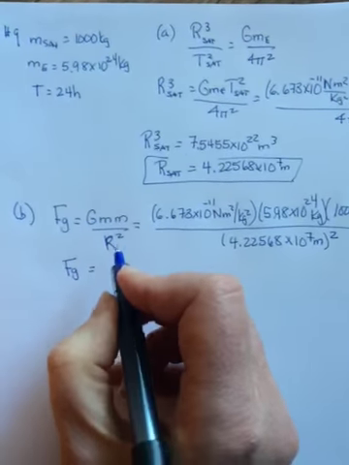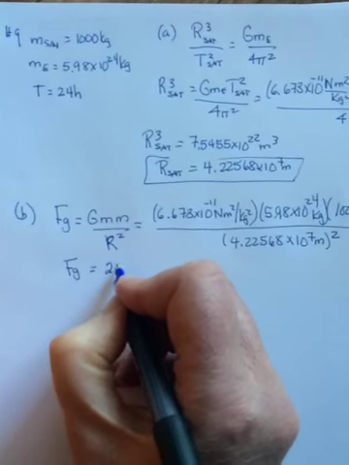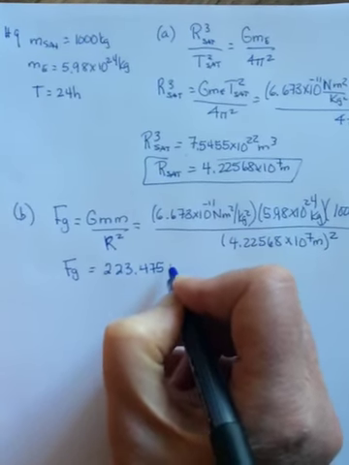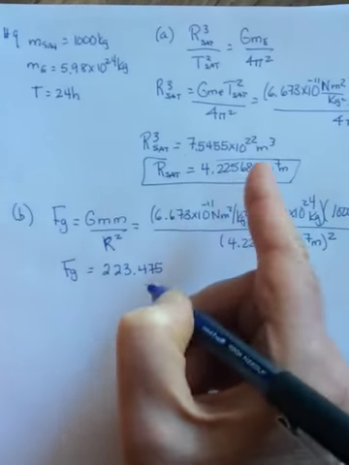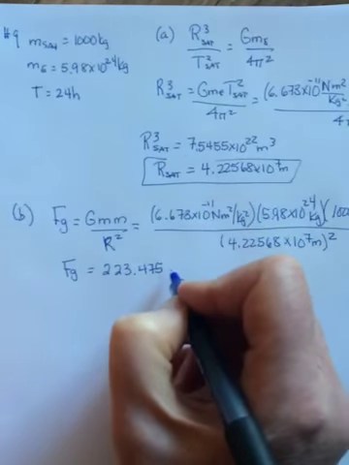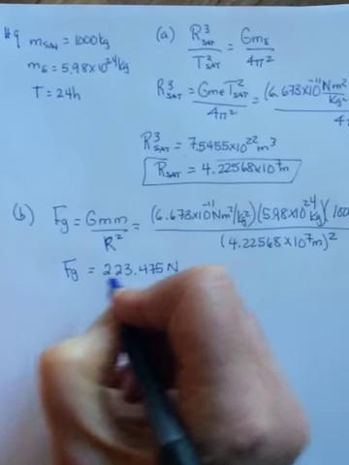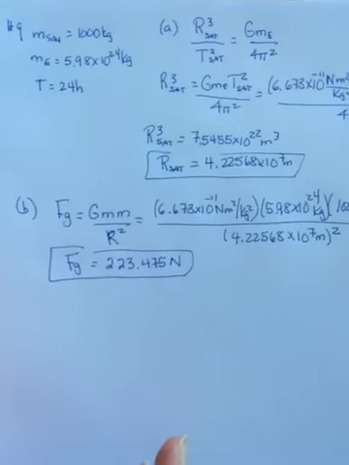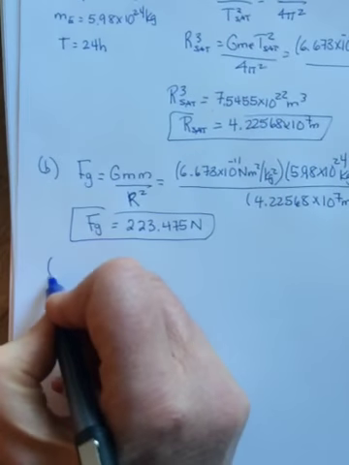And when you get this, now I think you get 223.475. And I think that's using this radius. I'm trying to figure out which radius I use there. Newtons. Okay? That's B. And then C says, how fast is it going?